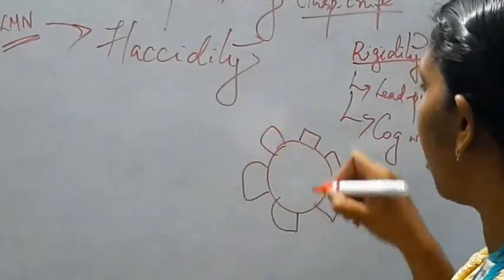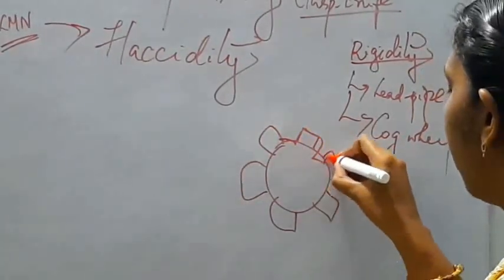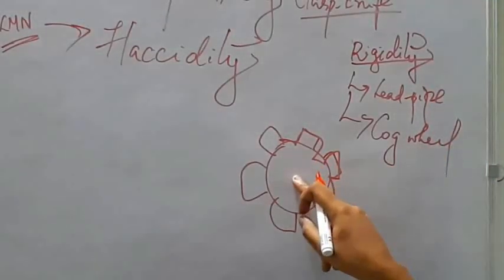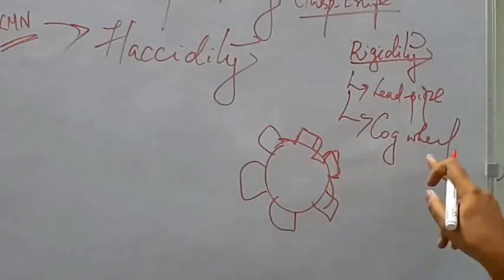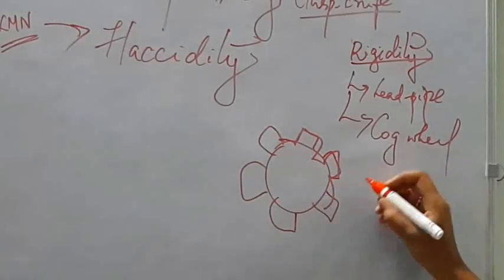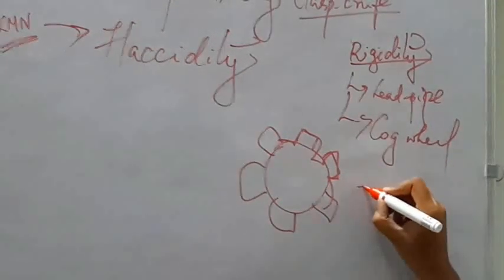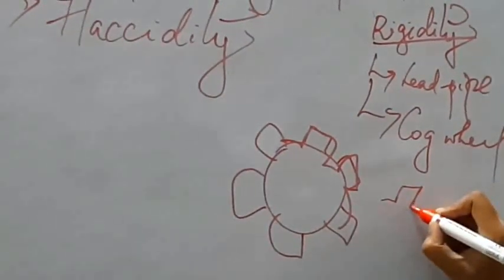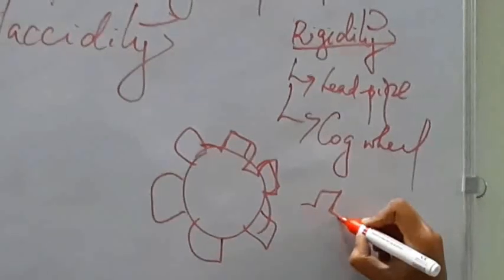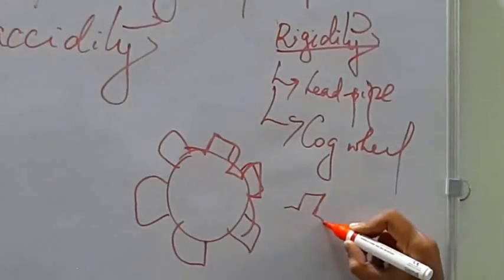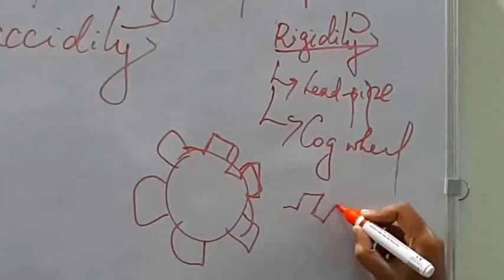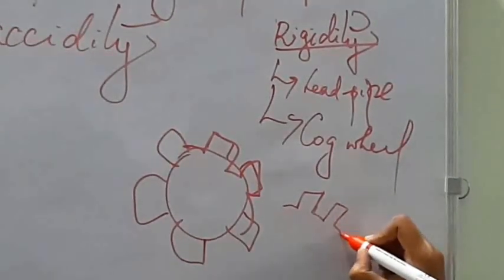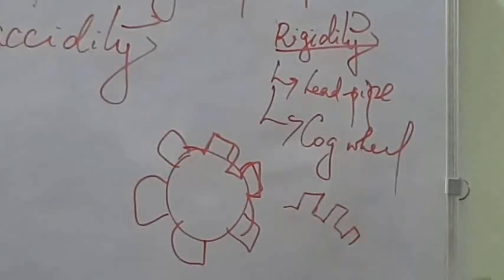It will be almost similar, the setting will be like this. The symbol will be like this. So this is known as cogwheel. In case of cogwheel rigidity, at first the patient will be moving smoothly, then there will be increased tone, sustaining for some time, then it comes to normal, then again increased tone, sustaining for some time, then normal tone, like that. The rigidity will be like this.